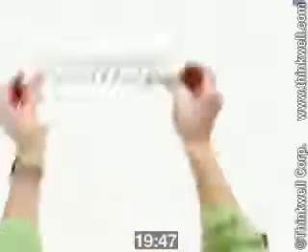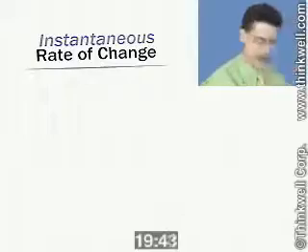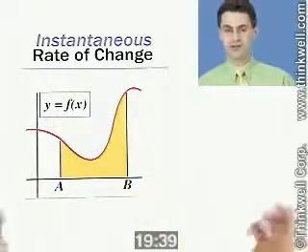What are they? How do you find instantaneous rate of change? How do you find how things are changing instantly? And then, completely separate from that, how do you find areas under curves? Two completely different questions. Turns out the answers are completely related. Let's see how they go.